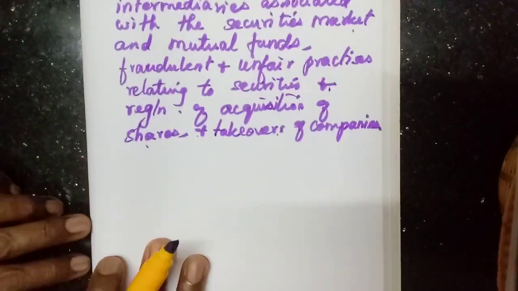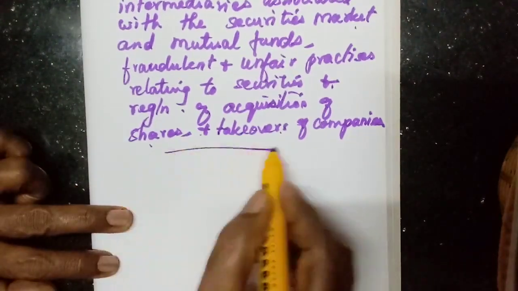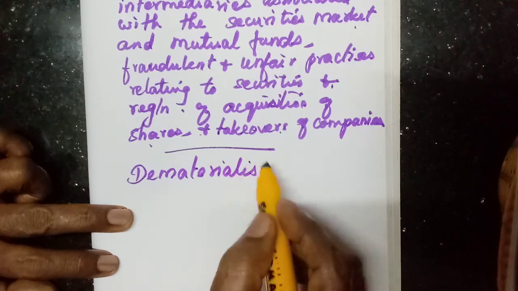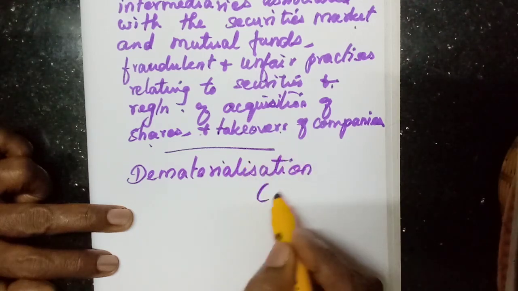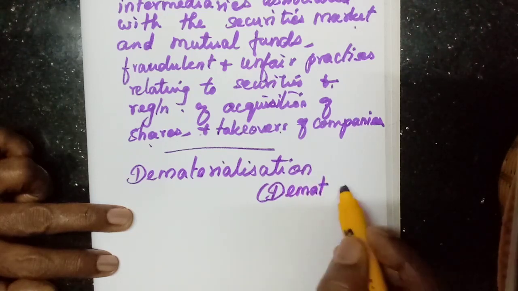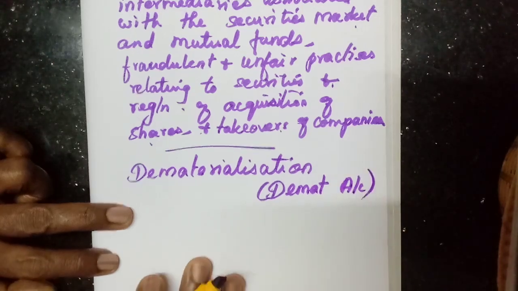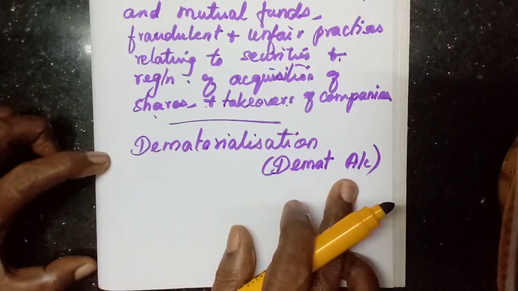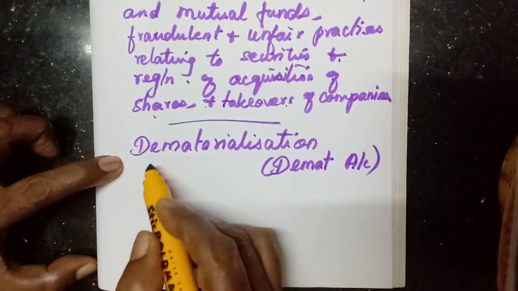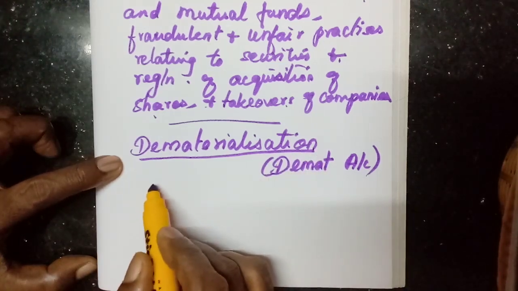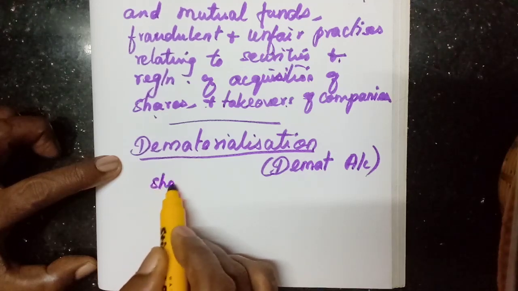Now we will see the next heading, dematerialization. Have you heard this word? You have never heard, isn't it? Dematerialization. It is regarding the shares. Here, one new thing introduced in India or in the world. Demat account, we say. We have accounts in the bank, isn't it? Fixed deposit account or savings deposit account or current deposit account. What is dematerialization? What is a demat account? It is related to shares. That is very clear, isn't it?